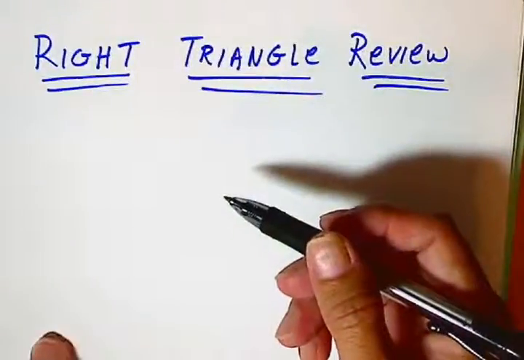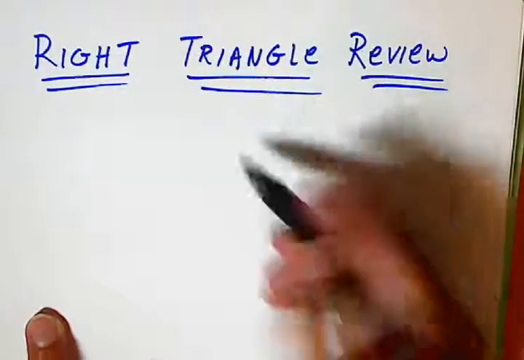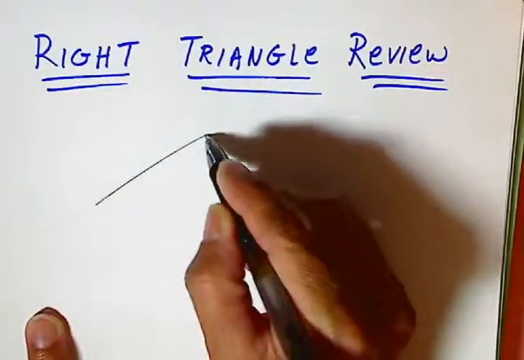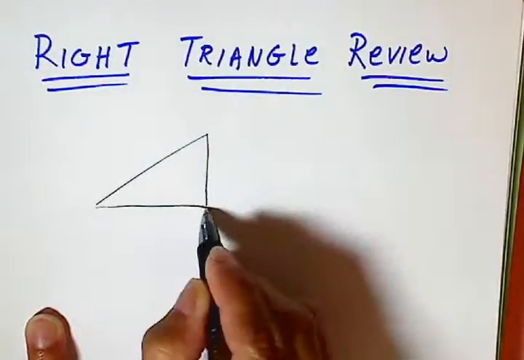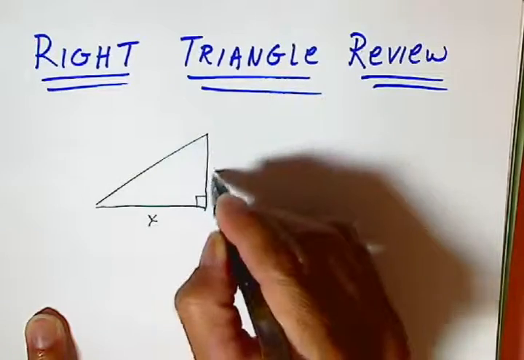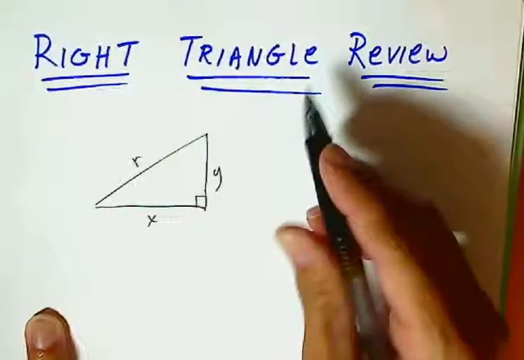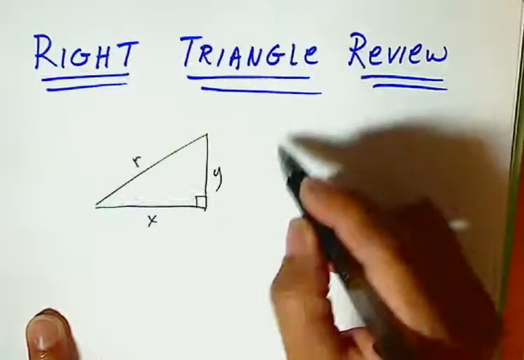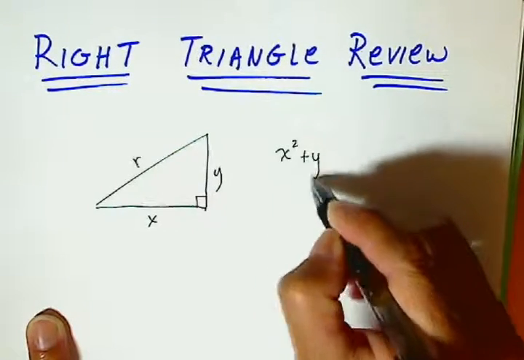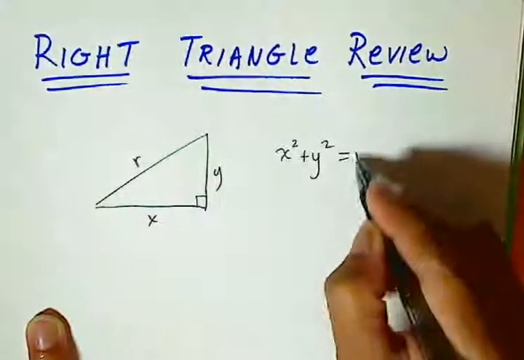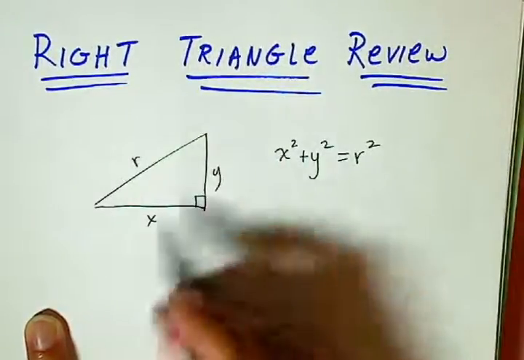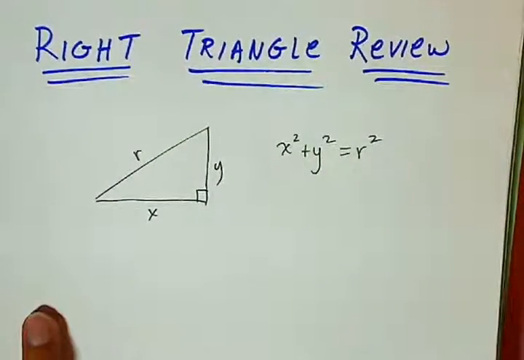Okay, let's do a little right triangle trig review. Let's start by drawing a right triangle and labeling our sides X, Y, and R. We know there's a relationship between those sides, and that comes up again and again in calculus, so we should make sure we remember it. X squared plus Y squared equals R squared. We're going to save that for now, but don't let it get too far away.